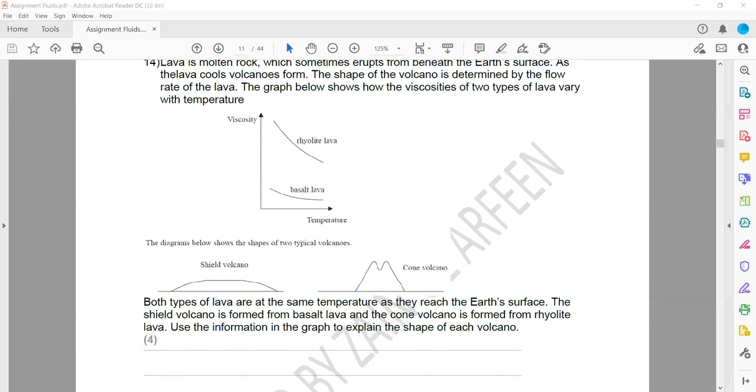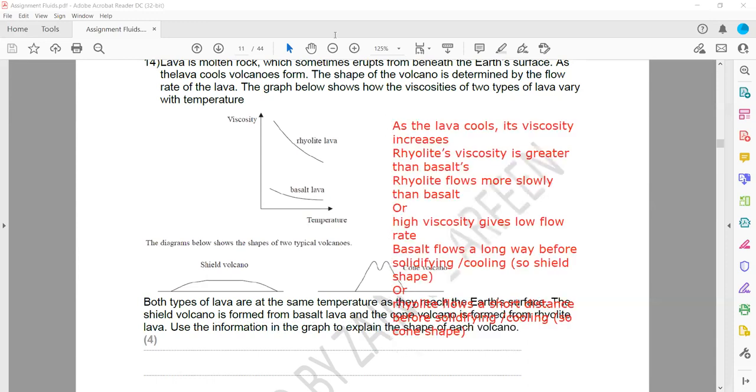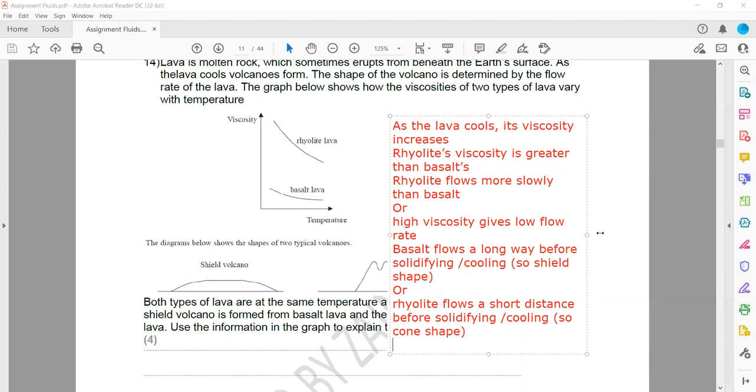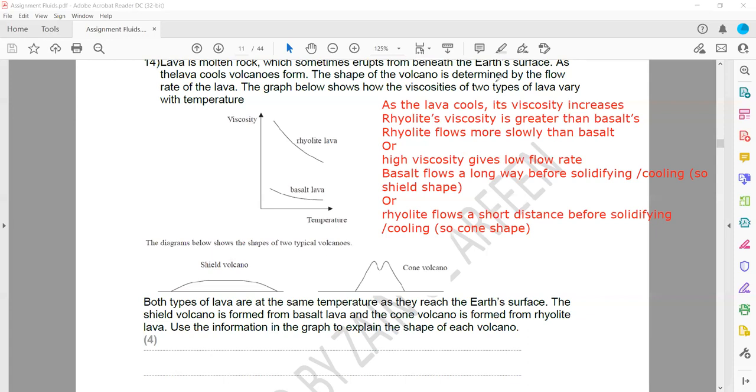So when we compare these, what happens as the lava cools: it was emitted hot, but as it cooled down, its viscosity increases. That's one mark. Then rhyolite viscosity is greater than basalt. So rhyolite will flow more slowly as compared to that of basalt. High viscosity will give a low rate of flow.